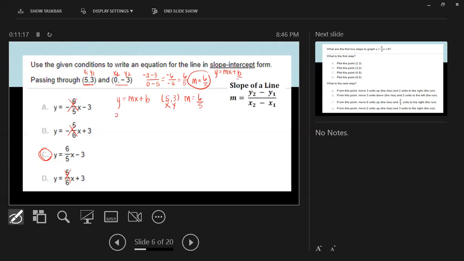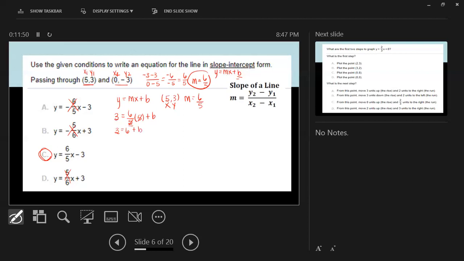So that would be 3 is equal to my slope, which is 6 over 5, times my x, which is 5, plus b. All right, so now I can cross cancel the two 5s like this, and I'm left with just 6. But if you can't see the cross canceling, 6 times 5 would give you 30, and then 30 divided by 5 will give you 6. So I have 3 is equal to 6 plus b.